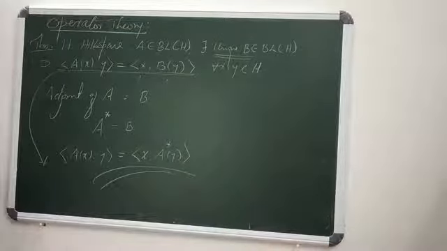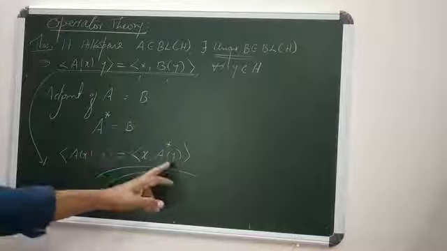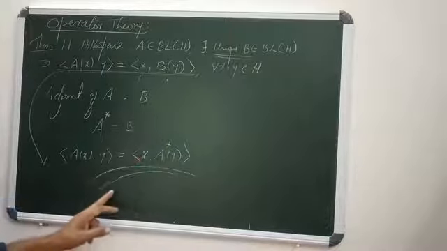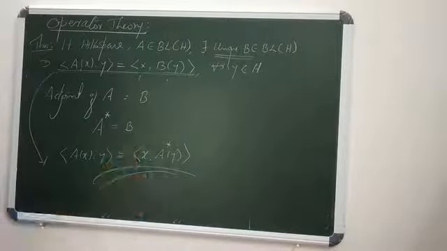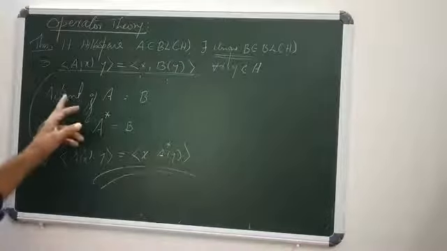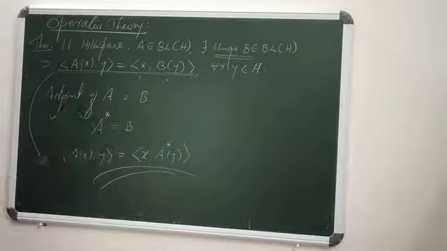So this A star is known as the adjoint of A, and this is one of the important results. When A is in BL(H), then there exists A star such that inner product AXY equals inner product X A star Y. Consider this relation: inner product AXY equals inner product X A star Y. This A star is known as the adjoint of A.